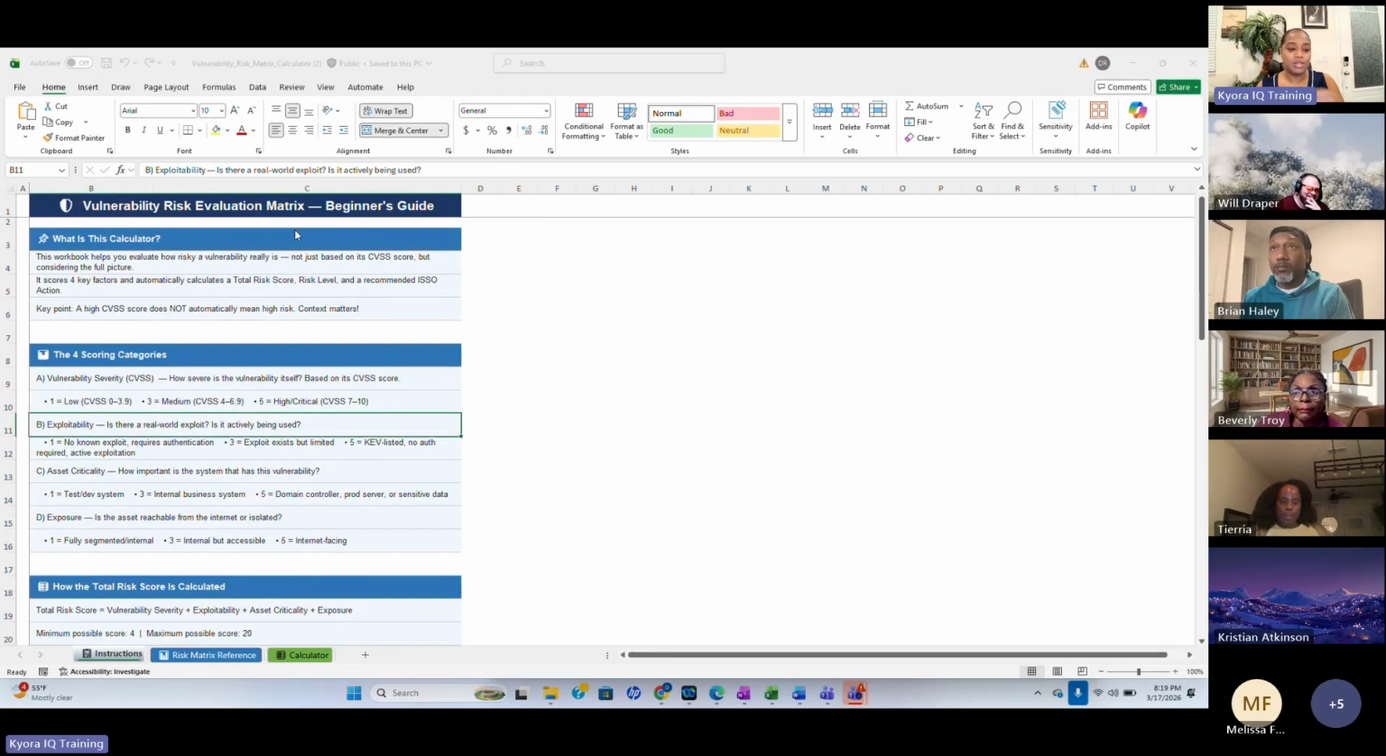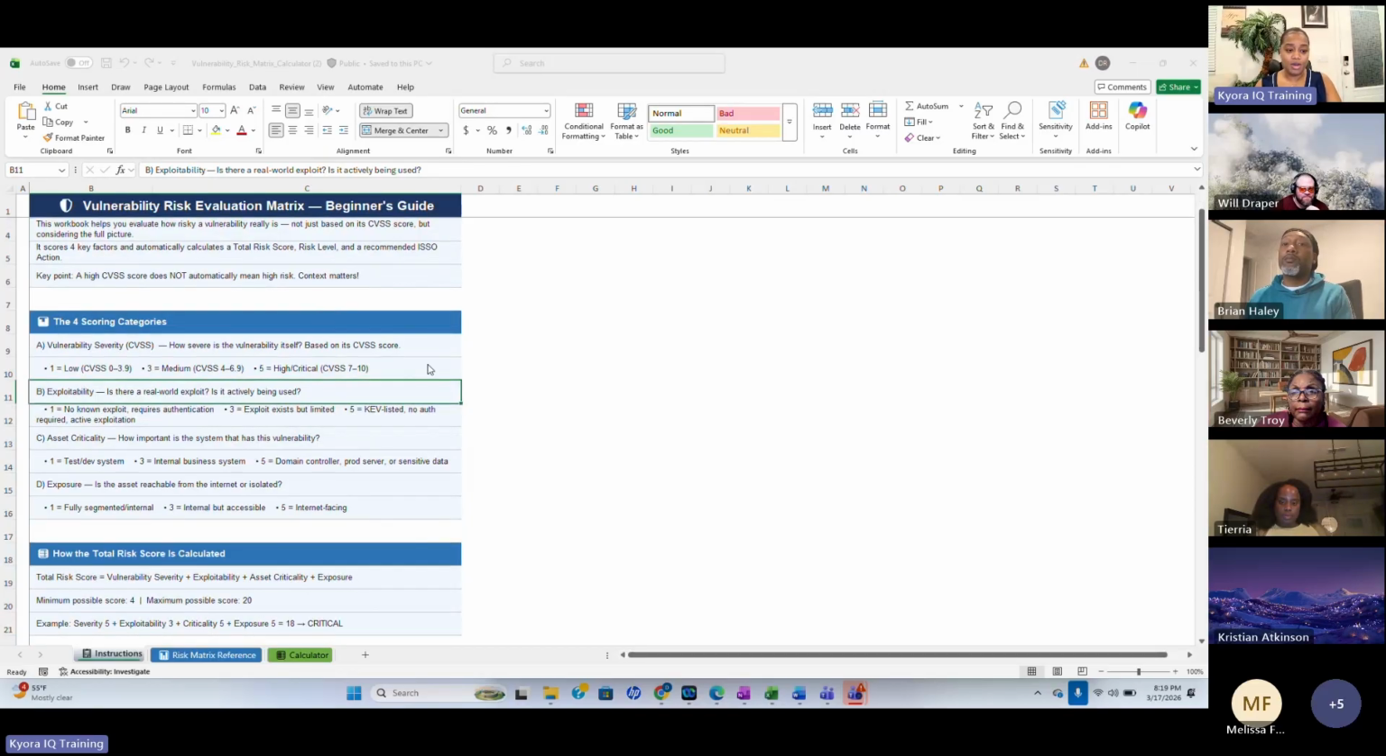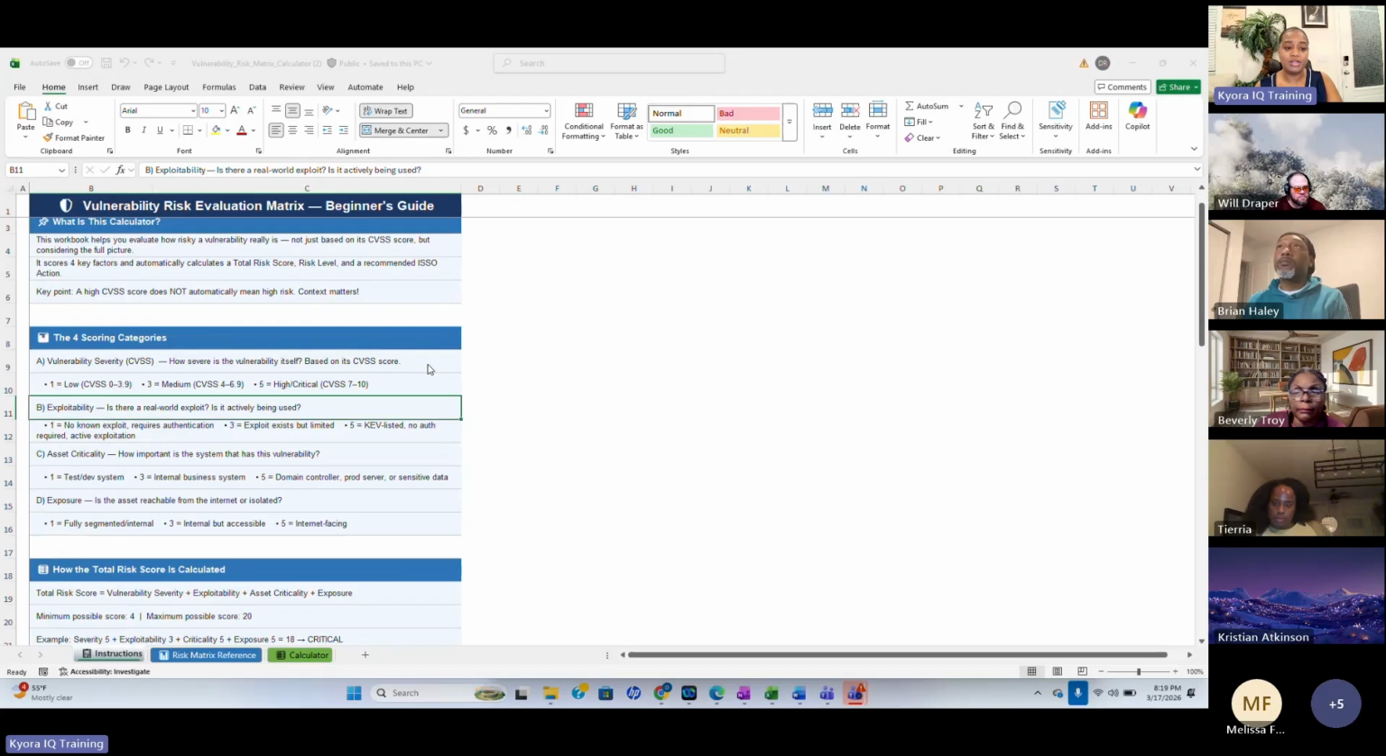I created this vulnerability risk matrix evaluation as a beginner's guide to help you understand the risk matrix and evaluating for risk, as opposed to just looking at the scores on a vulnerability report. Last week we had the vulnerability report and the scores. This week we're going to actually evaluate for risk of those scores.